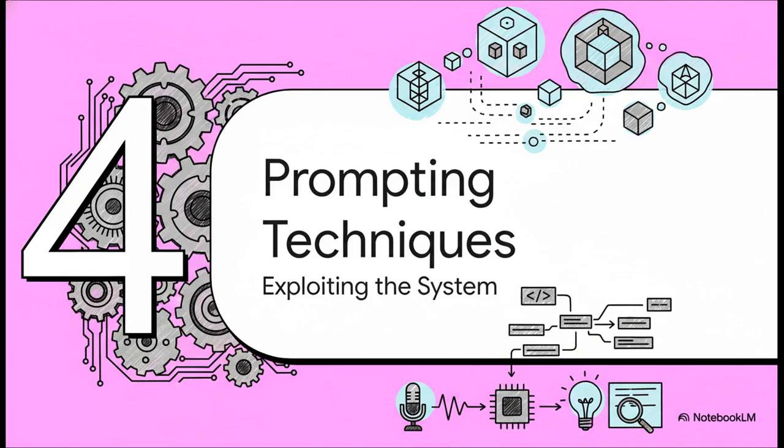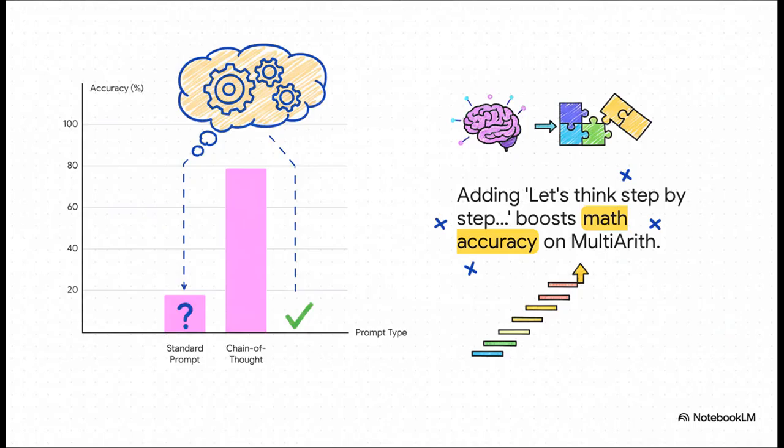Well, it's not magic. It's all about cleverly exploiting the way the AI sees the world. Let's take chain of thought prompting. I mean, just look at this jump in accuracy, from 18% all the way up to almost 80%, just by adding the magic words, let's think step by step. So what's going on here? You're basically forcing the AI to take one giant, hard prediction and turn it into a series of smaller, much easier next token predictions. Every step it writes down becomes new context that helps it predict the next step correctly.